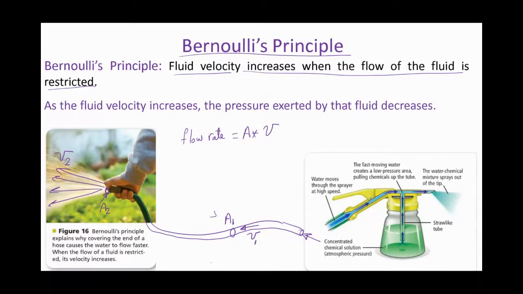Why is that? Because A1 times V1 is the flow rate, and your flow rate is constant, so it also equals A2 times V2. If you decrease the area, you must increase the speed. And that's what Bernoulli said: fluid velocity will increase when the flow is restricted.